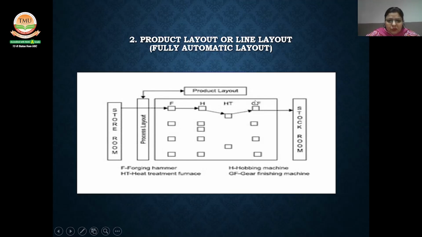Now you can see a big rectangle over here. Small units are given through small rectangles. Okay. Here F shows forging hammer. H we can say hobbing machine. HT is a heat treatment furnace, and GF is a gear finishing machine.